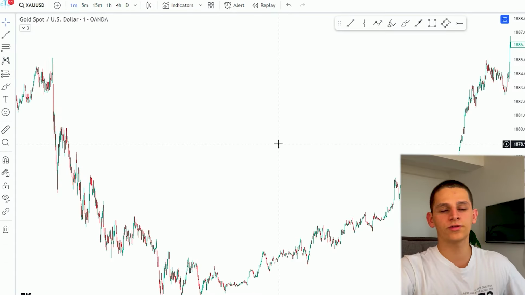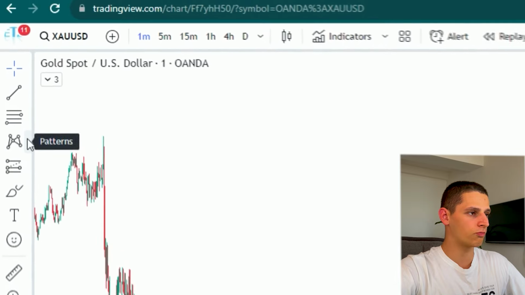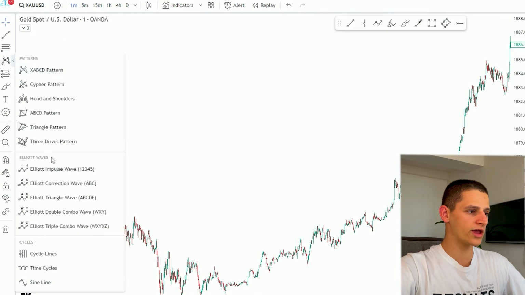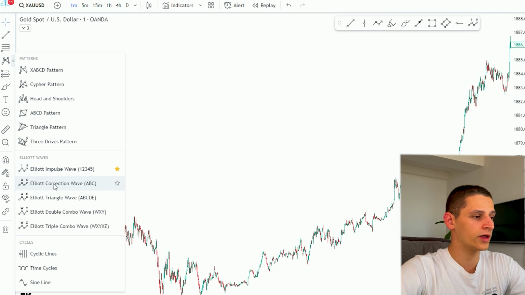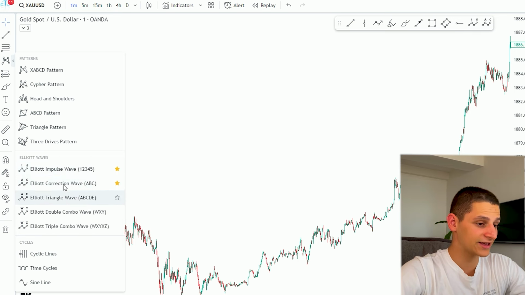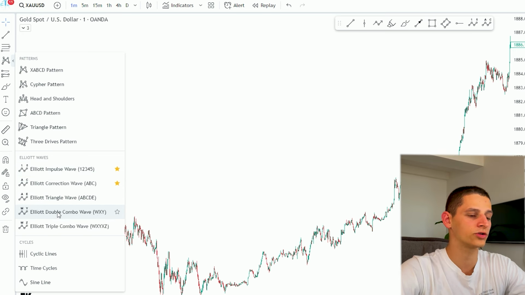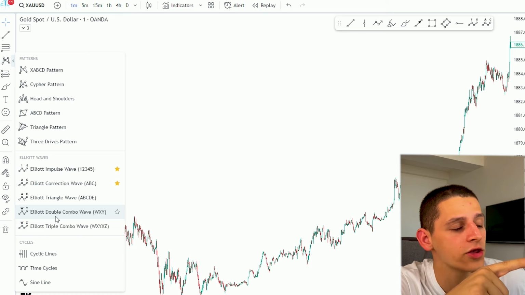As you are already in TradingView, go to the left to patterns and find Elliott Waves. Now you have to add to favorites the Elliott impulsive wave and Elliott correction wave. Besides these 2 types, there are also 3 more: Elliott triangle, Elliott double combo, or triple combo. But we will only use the first 2.